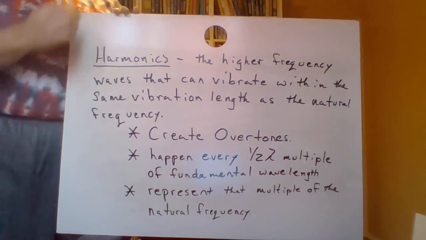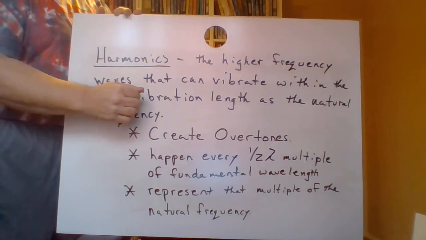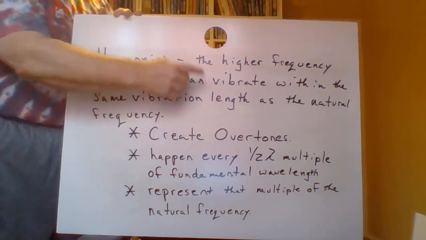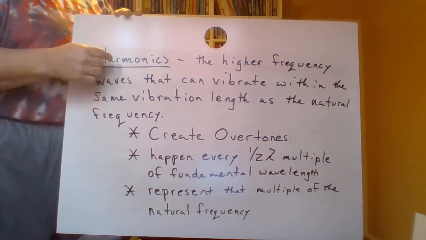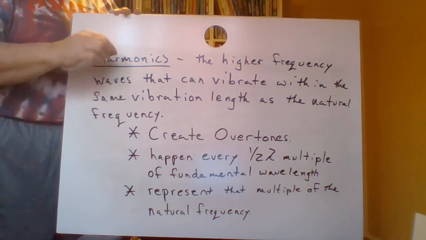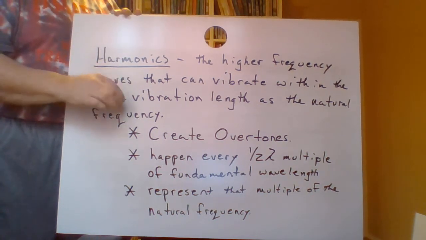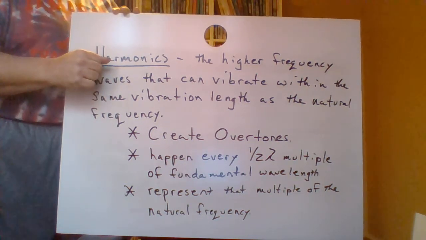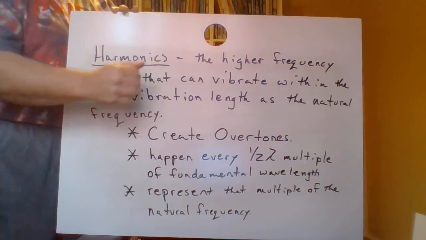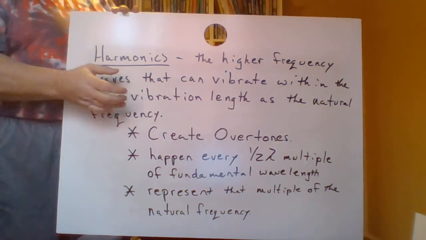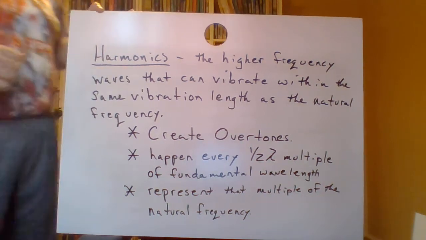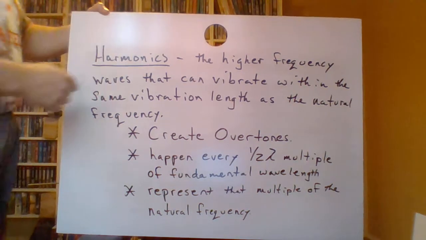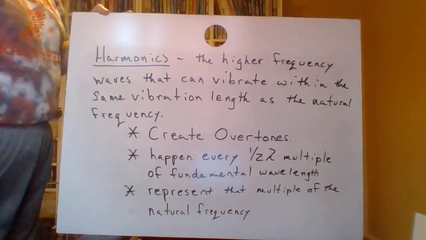And the reason that they're changing their location of plucking it on the other guitar string is they are creating a harmonic. Okay? They are forcing that string to vibrate in a mode other than the fundamental frequency. They are forcing it to vibrate in a shorter wavelength within the same physical vibrational length. And this is called harmonics. All right? Harmonics are the higher frequency waves that can vibrate within the same vibrational length as the natural frequency.